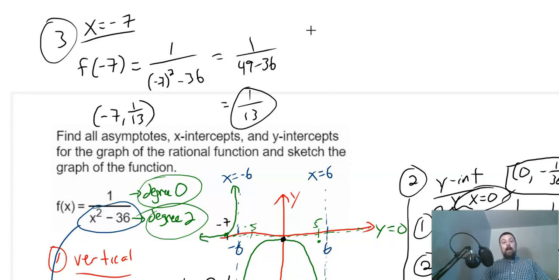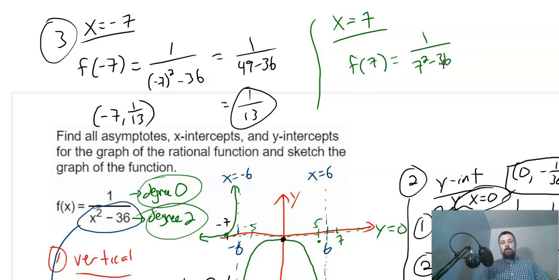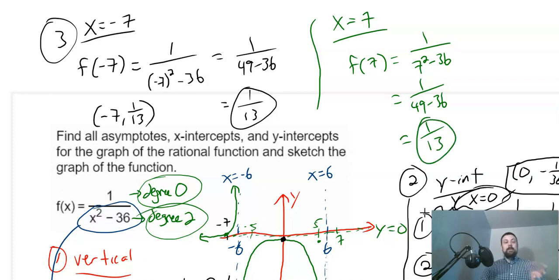On the right-hand side, we could choose x equals +7. That'd be a really good choice here. Plug that into the function, so we'll get f of 7 equals 1 over 7 squared minus 36. That's going to be 1 over 49 minus 36, which is, again, going to be 1 over 13. And you can see there's actually some symmetry here. I think this function is actually an even function, so it's symmetric to the y-axis. So we end up getting 7 comma 1 over 13. Again, that's positive. That places the point just above the axis right here.